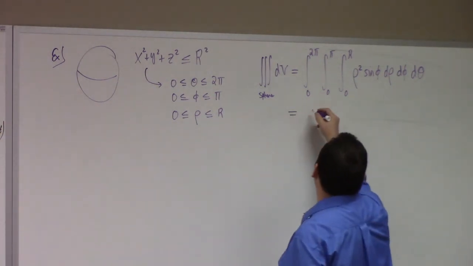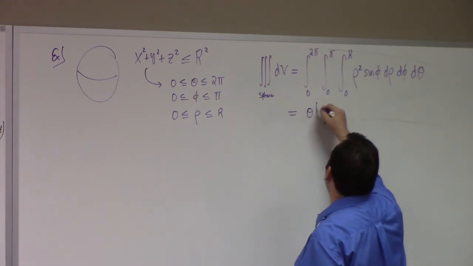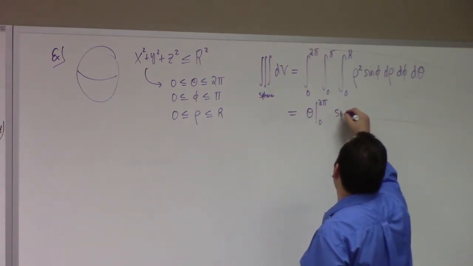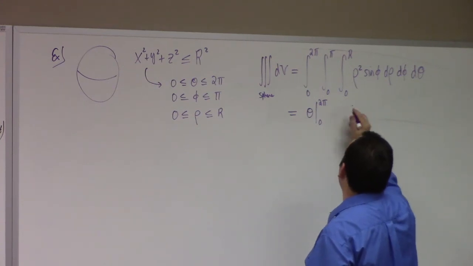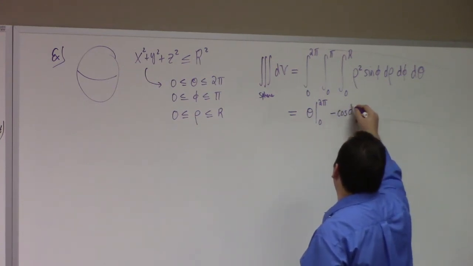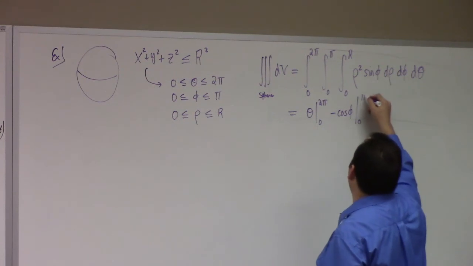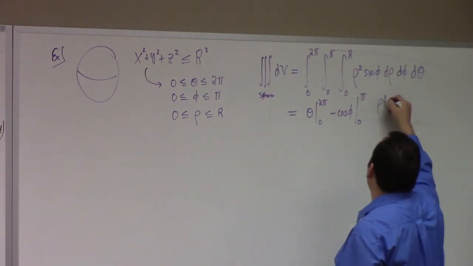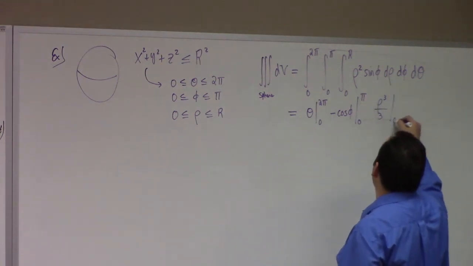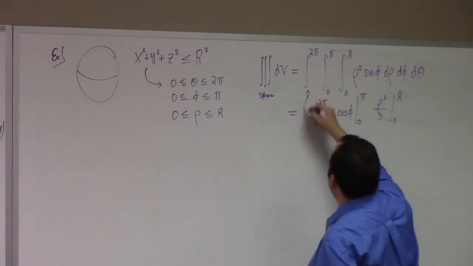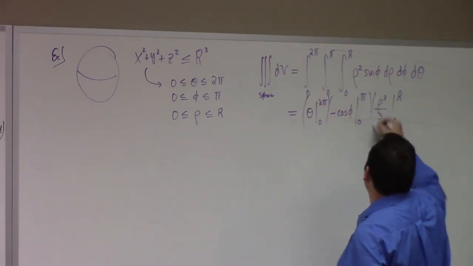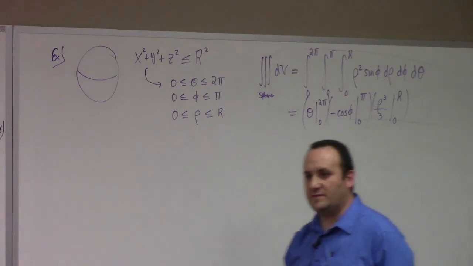What do you get? You get theta evaluated from 0 to 2 pi. What's the integral of sine phi? Minus cosine phi, right? Evaluated from 0 to pi. And you've got yourself rho cubed over 3 evaluated from 0 to r. This is one of those times that I want to multiply the integrals because I can get away with it because the bounds are rectangular.